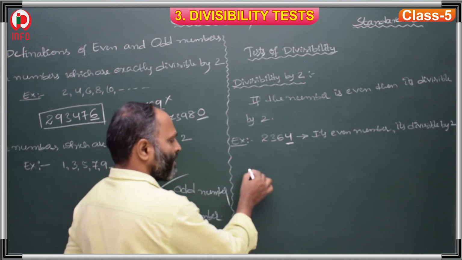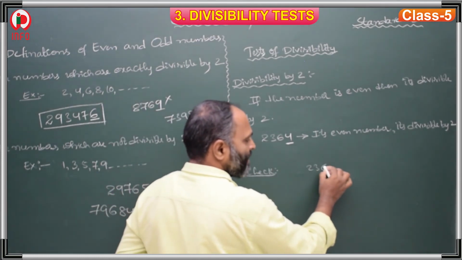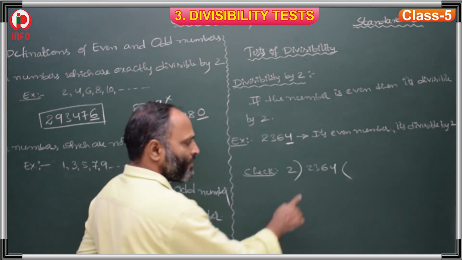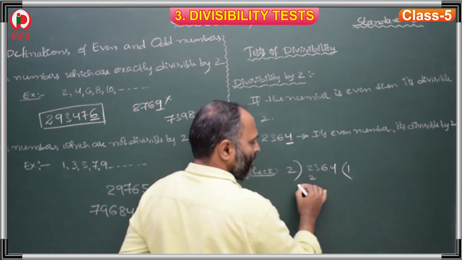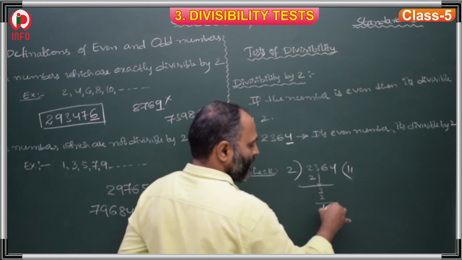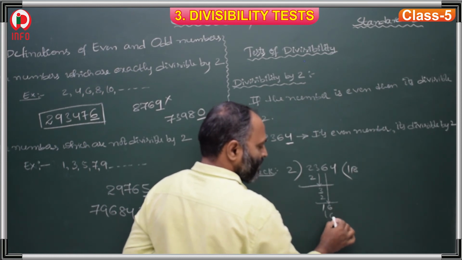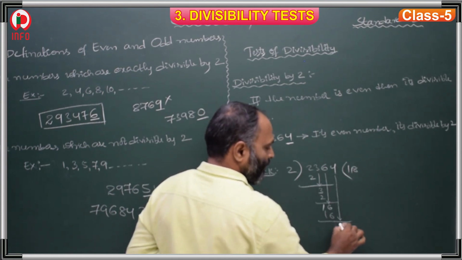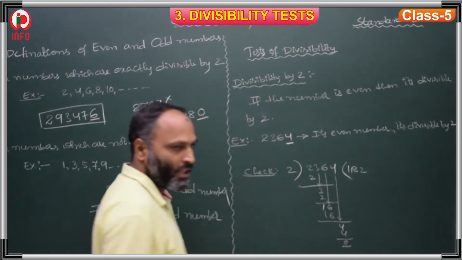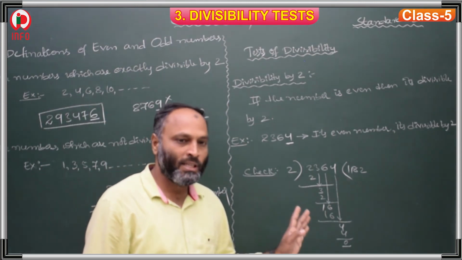If you want to check, then check. This number 2, 3, 6, 4 divided by 2. First we take this one. 2 ones are 2. Next place value we have to take. 2 ones are 2. The remainder is 1, and after that 6. 2 8s are 16. Next what we have to take? 4. 2 2s are 4. The remainder is 0. In this way we have to check whether the given number is divisible by 2 or not.